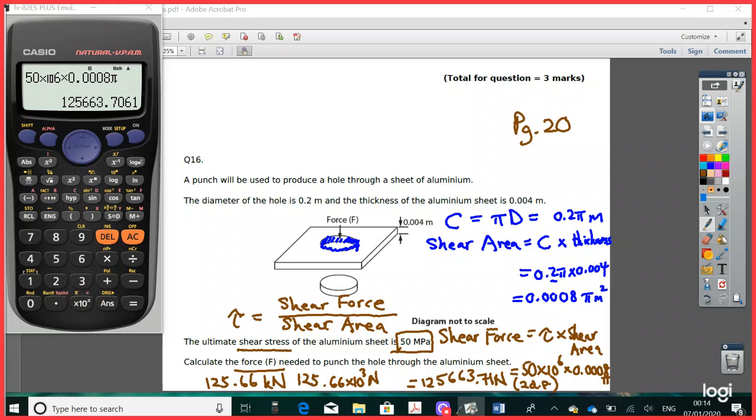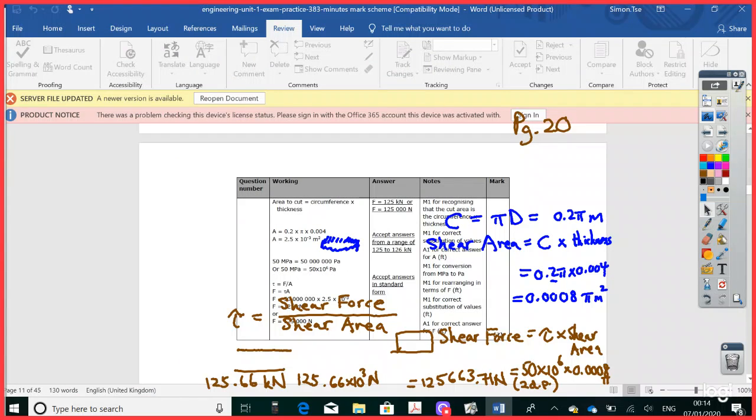Okay, so let's see if I have got the answer correct. Let's just remove this bit here so we can see. Okay, so they wrote 125 kilonewtons. So they've not even bothered with the decimal places. From a range of 125 to 126. So there you are, they accept a range of answers, and they also accept answers in standard form. So I'm happy with that.